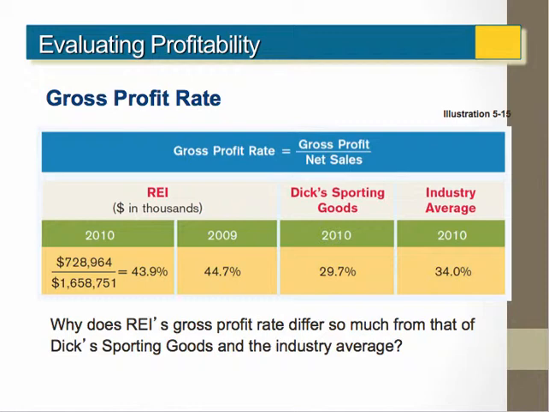Now, this percentage is less than 2009, but not significantly so. Compared to its competitors, Dick's Sporting Goods of 29.7% or the industry average of 34%, we could feel pretty comfortable that REI does a very good job in its sales because of the profit it makes.